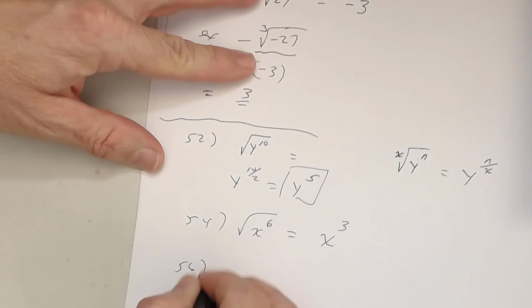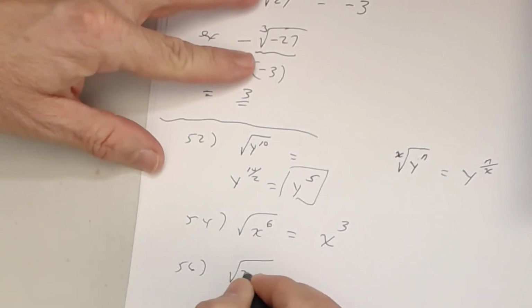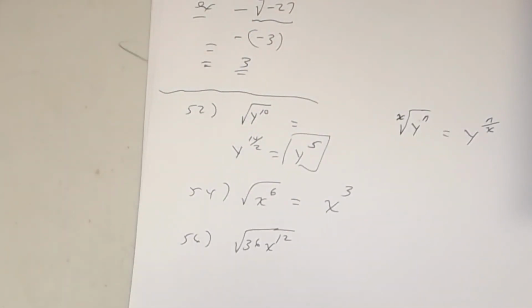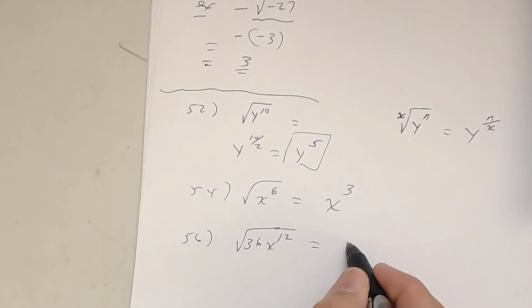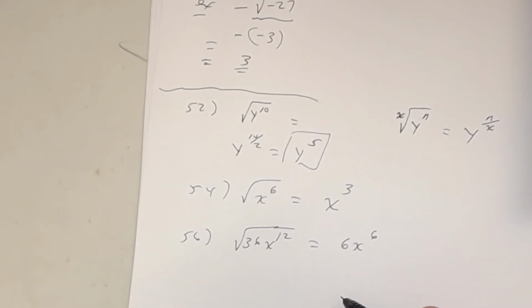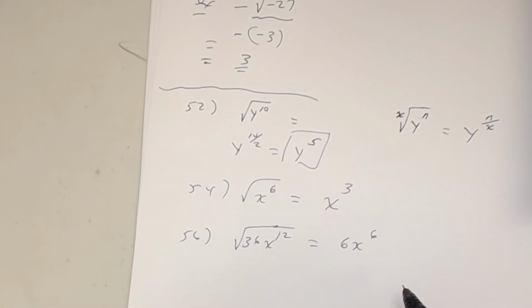56. The square root of 36 x to the 12th. 6 x to the 6. Square root of 36 is 6. Square root of x to the 12th is x to the 6. So wait, where did the 6 come from? Square root of 36. No, I mean the exponent. 12 divided by 2. Oh, that's because I had a 2. And I was thinking x. 12 divided by 2. Helps when you write the problem down.